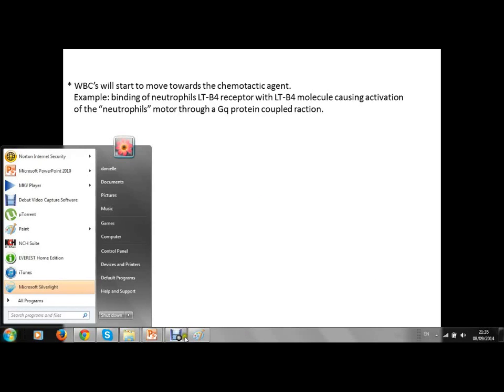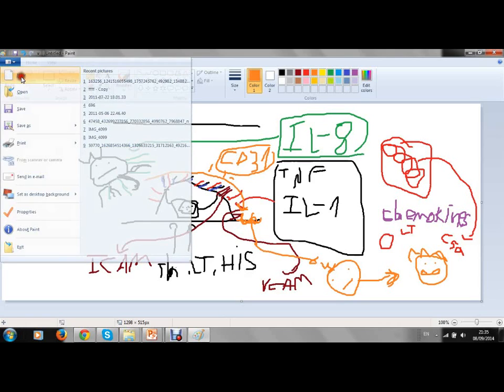So after getting attracted, like sensing the chemokines, the white blood cell will start moving towards the chemotactic agent. For example, there will be binding of the neutrophil's leukotriene B4 receptor to a leukotriene B4 molecule. It will cause the activation of neutrophil motors through a Gq protein coupled reaction. And I will try to explain it to you. It's a fairly basic concept.